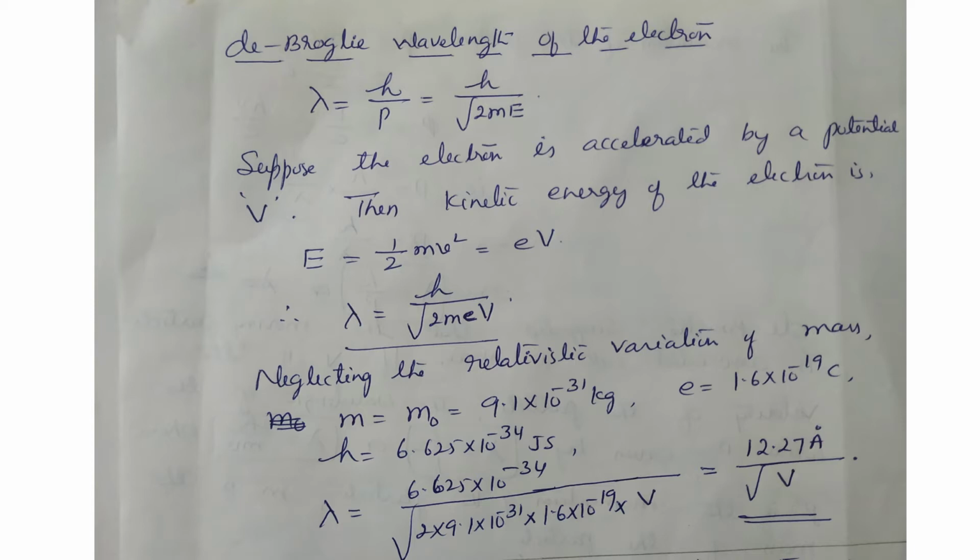Whenever an electron is moving with a very high speed, there will be variation in its mass. If we neglect that relativistic variation in mass, then the mass of the electron can be taken as m naught, the rest mass, 9.1 into 10 power minus 31. e is the charge of the electron, 1.6 into 10 power minus 19, and h is Planck's constant. By substituting all these values, we get lambda as 12.27 angstrom by square root of V. One angstrom is 10 power minus 10 meter. So lambda is 12.27 into 10 power minus 10 divided by root V meter. This relation says that lambda varies inversely as the square root of the potential.